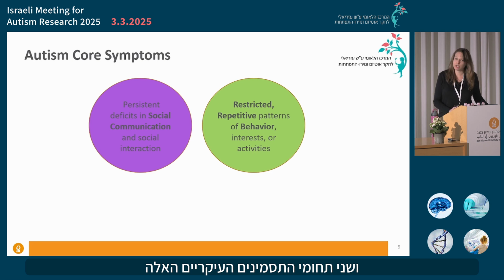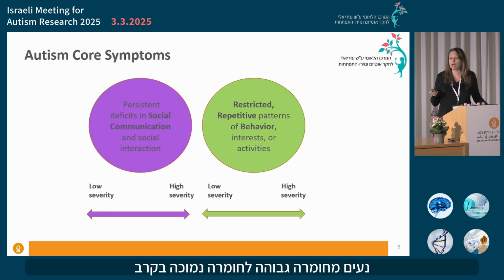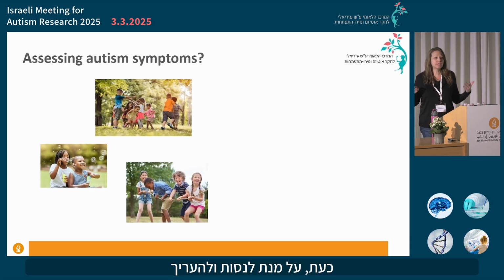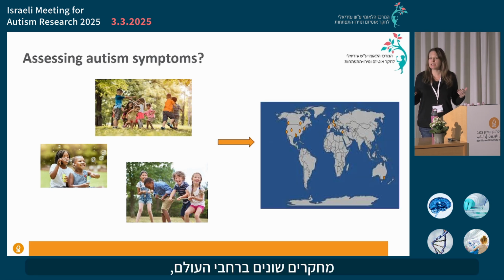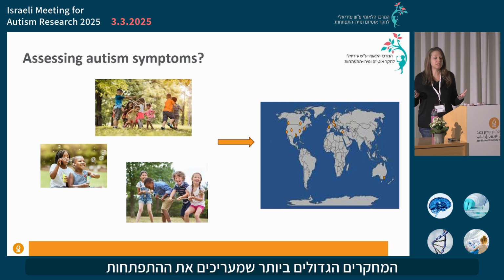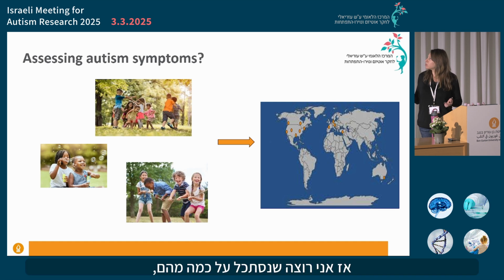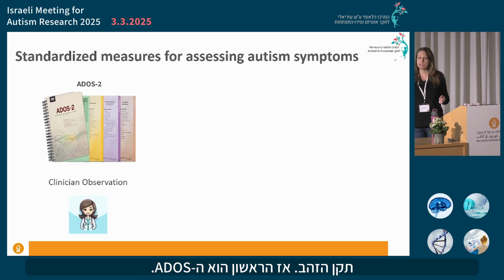And these 2 core symptom domains vary in their severity level, going from high severity to low severity across different individuals on the spectrum. Now, in order to try and assess the presence of core symptoms in children's behavior, the biggest studies around the world that evaluate the development of children with autism use standardized measures for evaluating core symptoms. So I want us to look at several of these, the most common measures for core symptoms, the gold standard. So the first one is the ADOS.